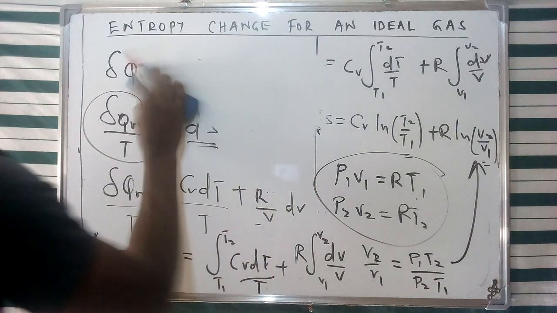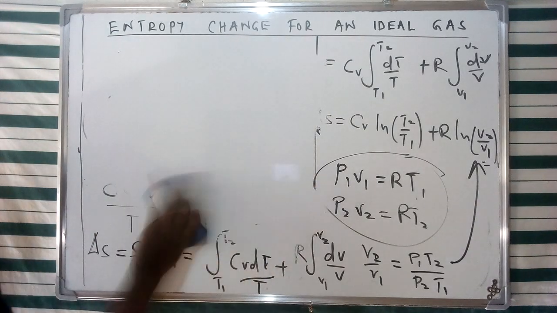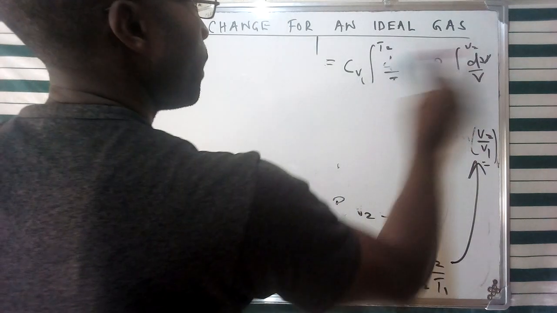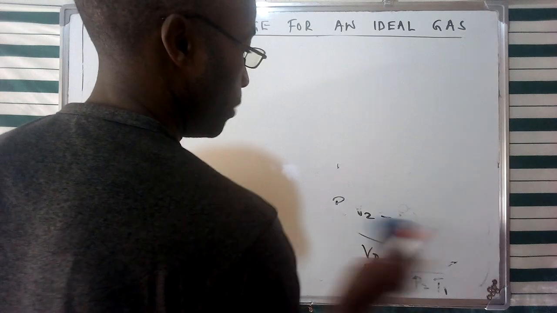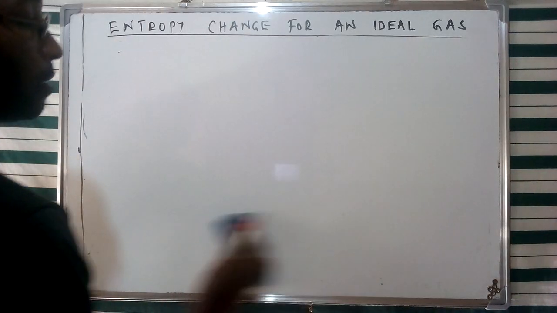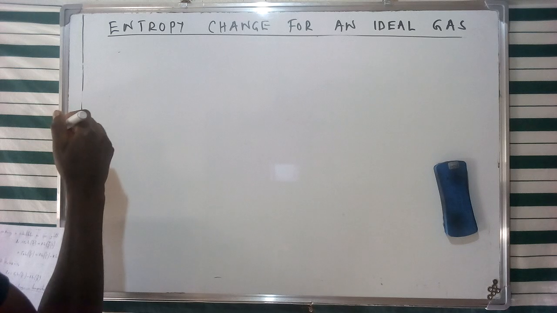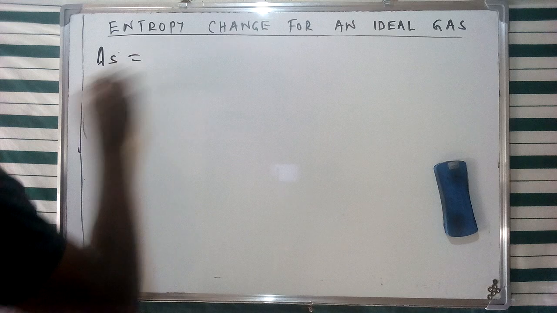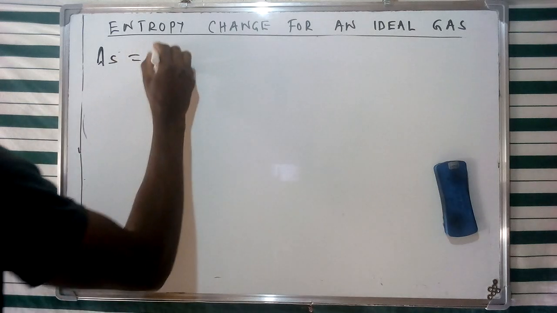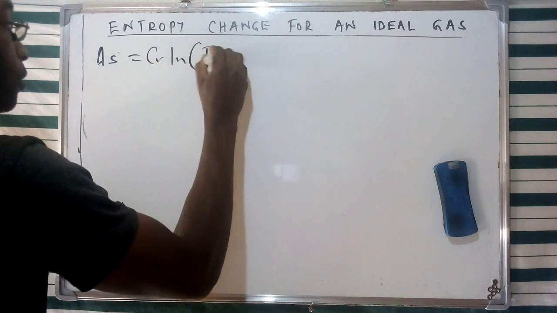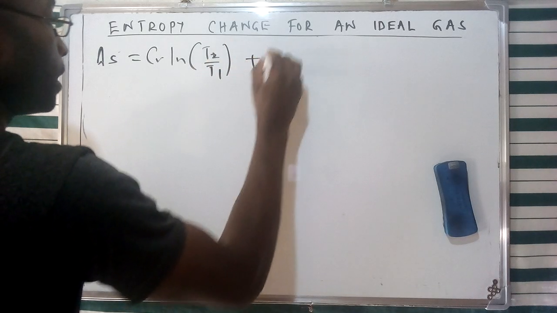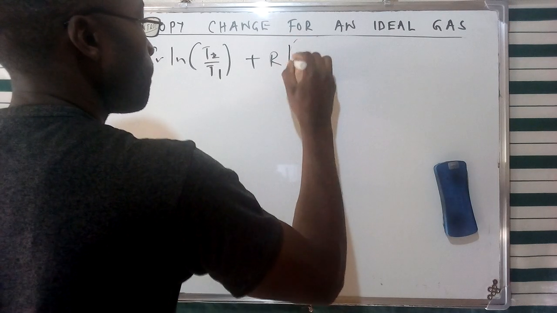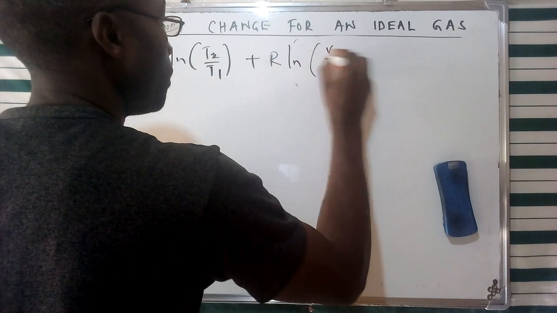Now we said that there is a relationship between the molar heat capacity at constant volume and at constant pressure, which we represent using Cv and Cp respectively. So let's have this representation for the last equation we had for entropy: Cv times the natural log of T2 over T1, plus R times the natural log of V2 over V1.